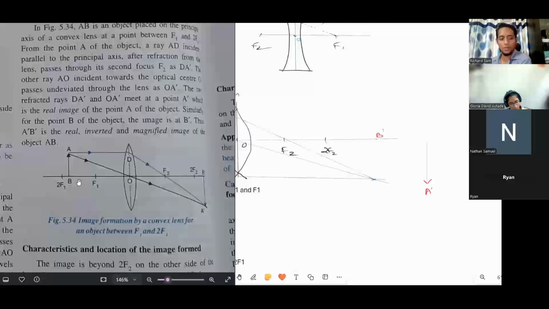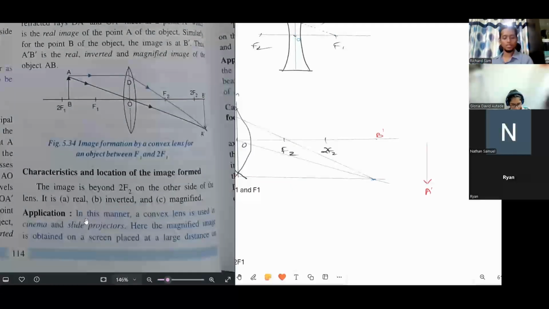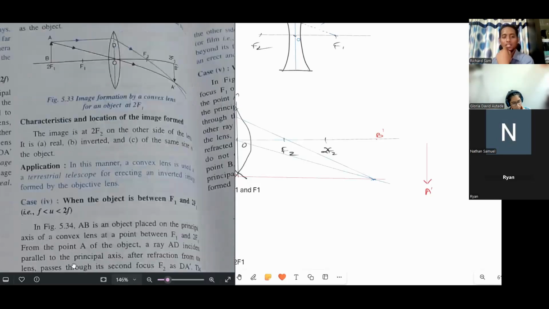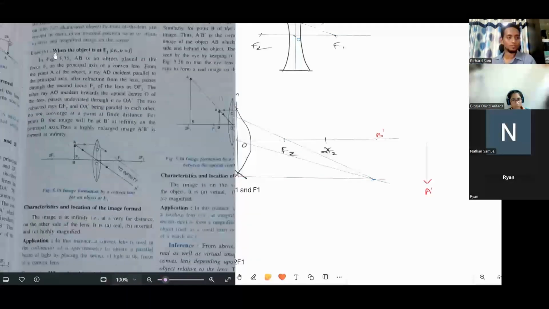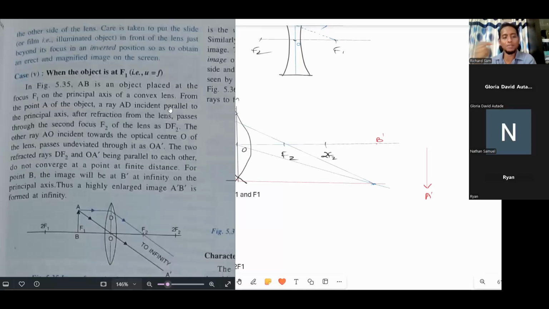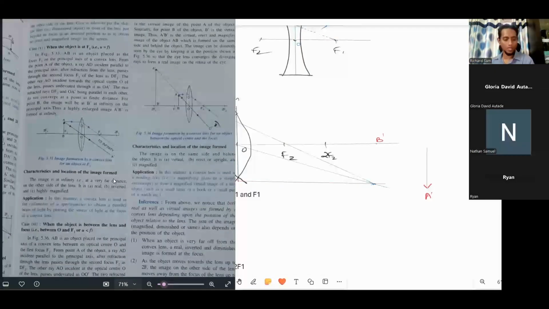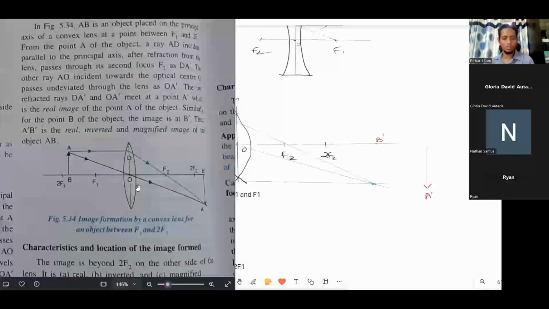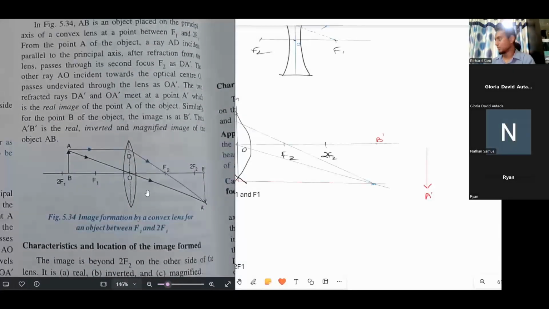Next, the first diagram that we drew, where the object is between f1 and 2f1. Here the image is inverted, real, and a little enlarged. Where do we use this? In this manner, a convex lens is used in cinema and slide projectors. Here, the magnified image is obtained on a screen placed at a large distance on the other side of the lens. Care is taken to put the slide or film in front of the lens just beyond its focus in an inverted position so as to obtain an erect and magnified image on the screen. This is how a projector works.